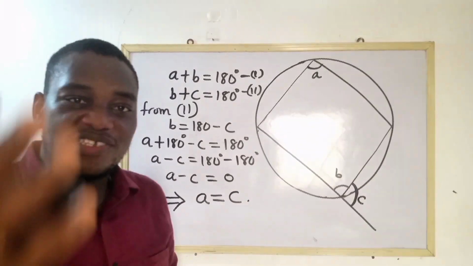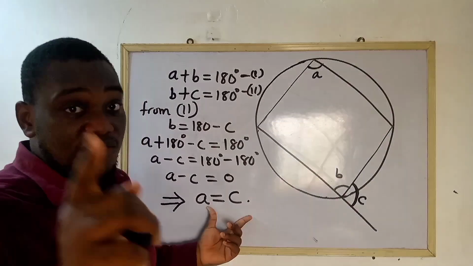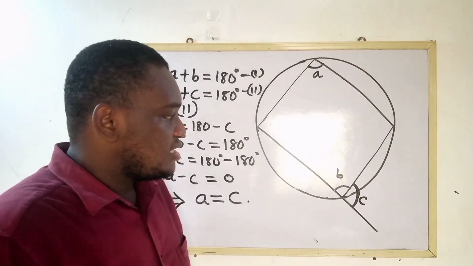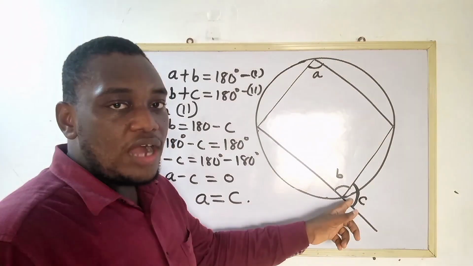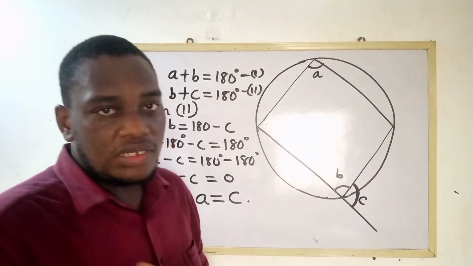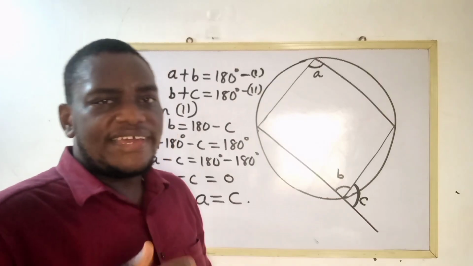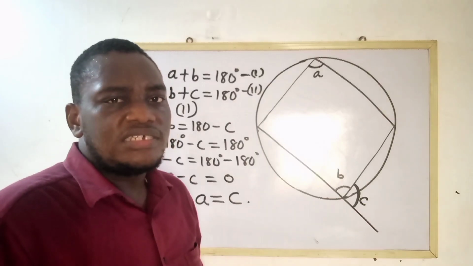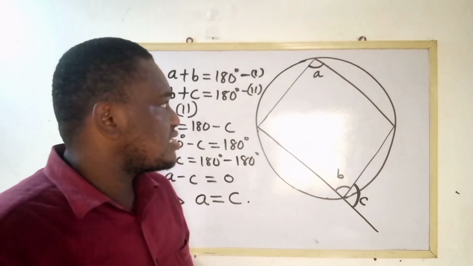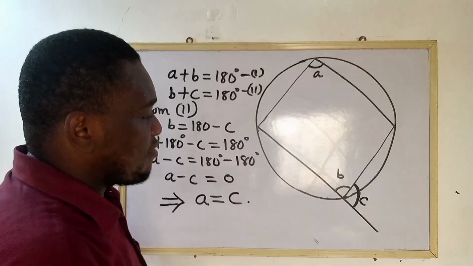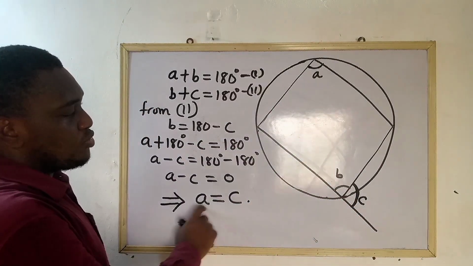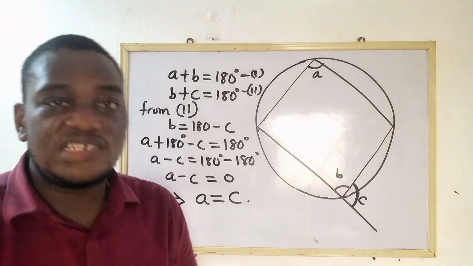So, what does this tell me? A is equal to C. It means that in every cyclic quadrilateral, the exterior angle is always equal to the opposite interior angle. I'll say that again: in every cyclic quadrilateral, the exterior angle is always equal to the opposite interior angle. Just like we have seen, C is an exterior angle and A equals C, it is equal to the opposite interior angle.